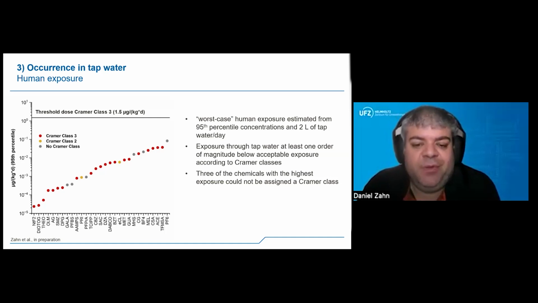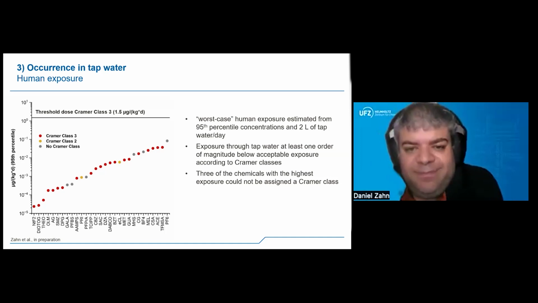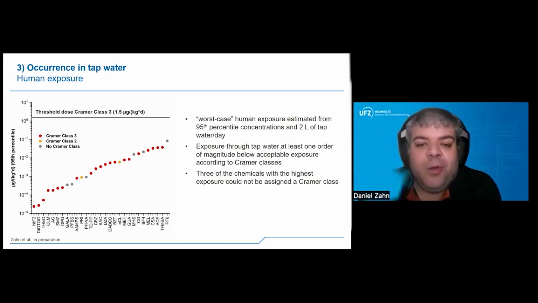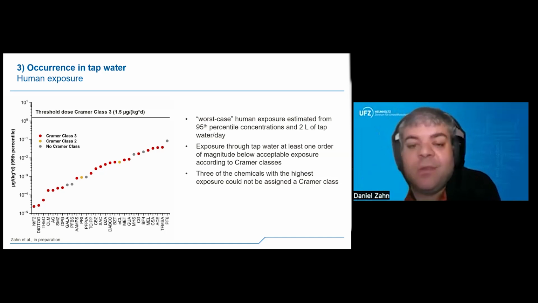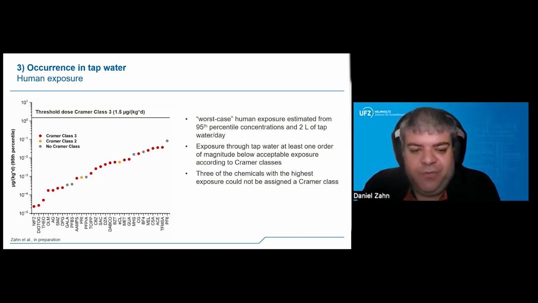Of course, there are several things to consider. Only a part of the human exposure is through drinking water, so it should only account for roughly 20% of human exposure. And this Cramer class is really only an estimate. It's based on the structure, not on toxicity data for these chemicals. So they could be much less toxic, or in some cases maybe more toxic. And among our highest human exposure chemicals, 3 of them could not be assigned to a Cramer class by the Toxtree software we used because they were structurally too different.